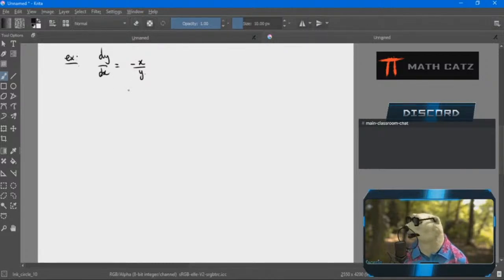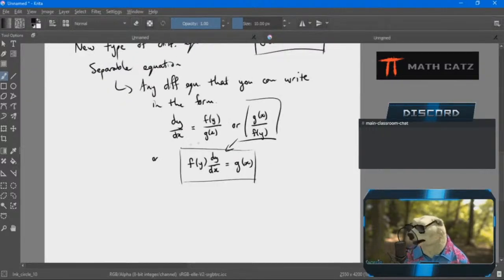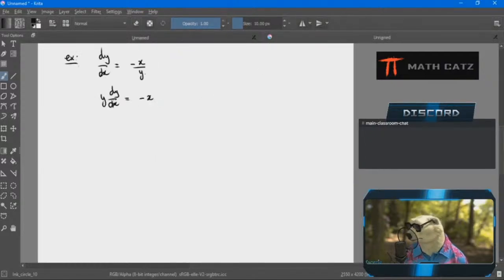This is a separable equation because if I take the y to the other side, it looks exactly right like this bottom box version. So it is a separable equation. Now, to be fair, for our level, when we have y's floating around, it's always going to be a separable equation. I just need to separate it.